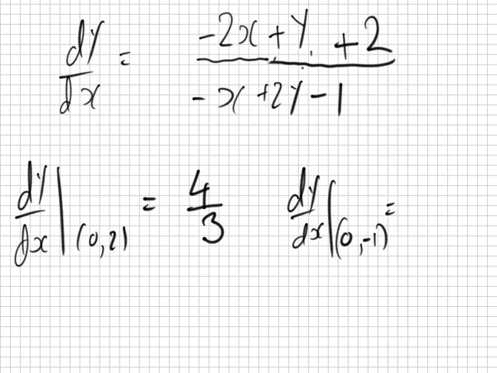Hang on, hold on there. Let me think. 1 over minus 3. So minus a third. There we go. And that's the next part done. Yeah?